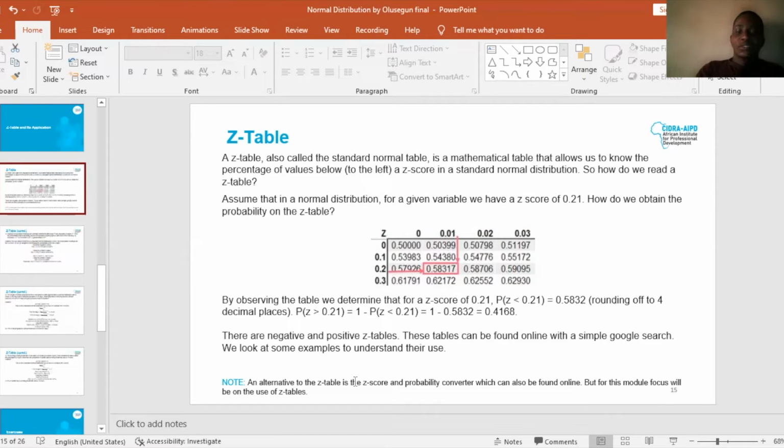Note that an alternative to the Z-table is the Z-score probability converter, which can also be found online by a simple Google search. Z-score probability converter. You can find many examples of automated ones on the internet. But for this module, focus will be on the use of Z-tables.